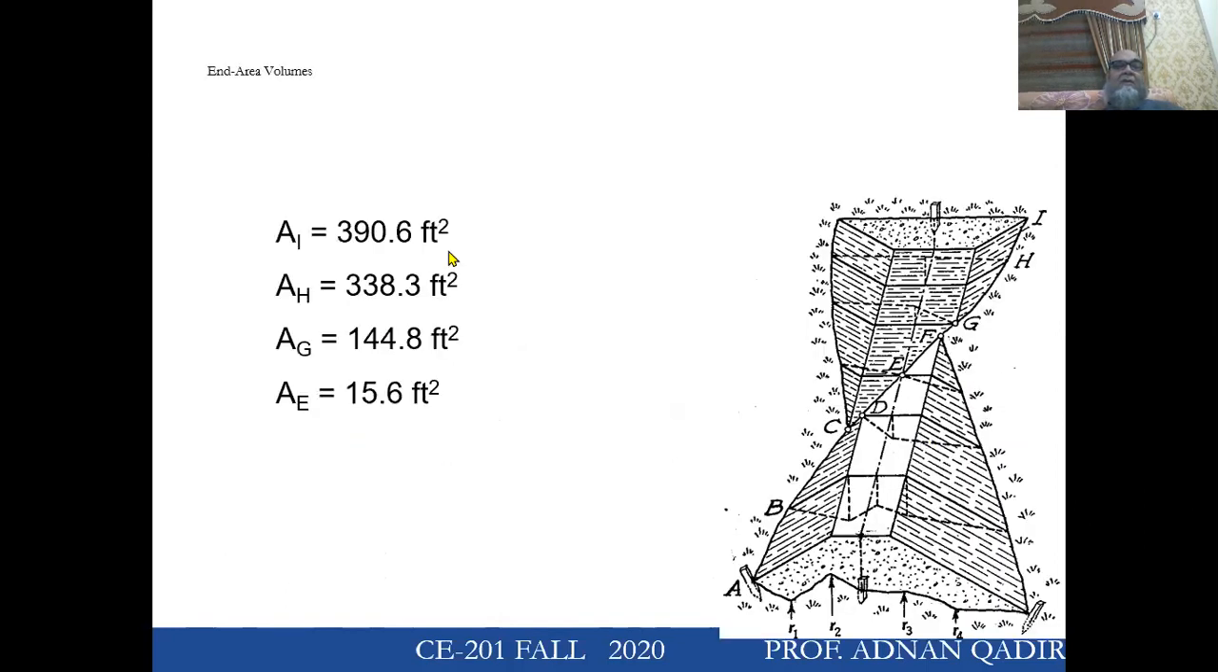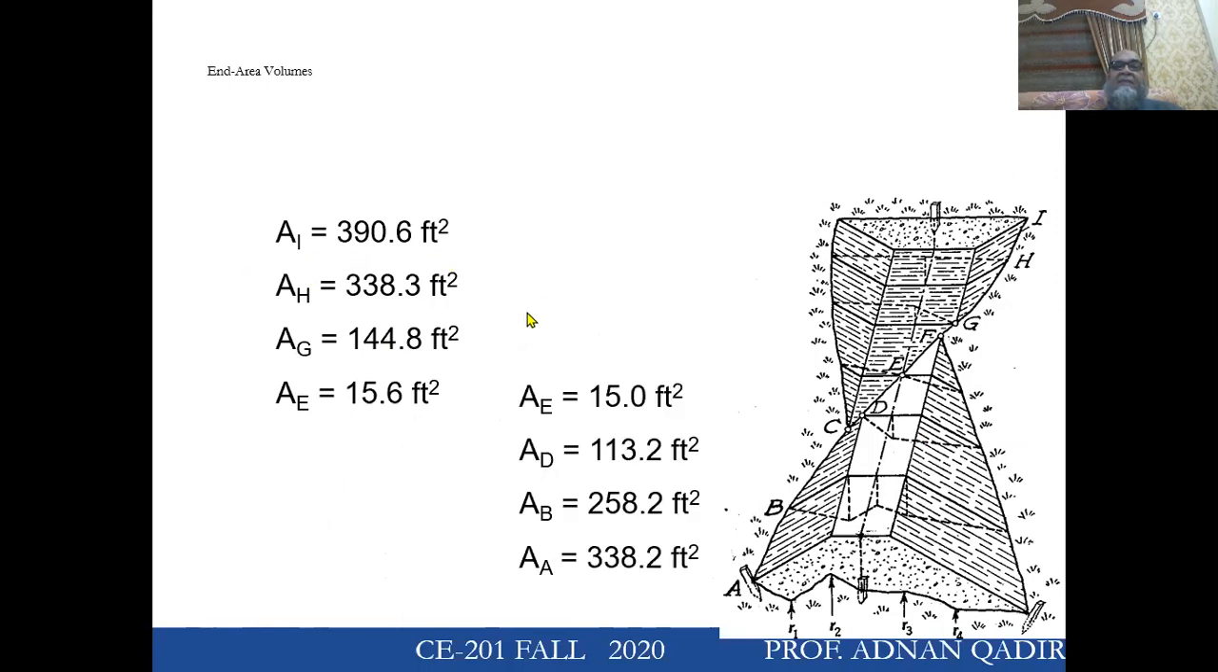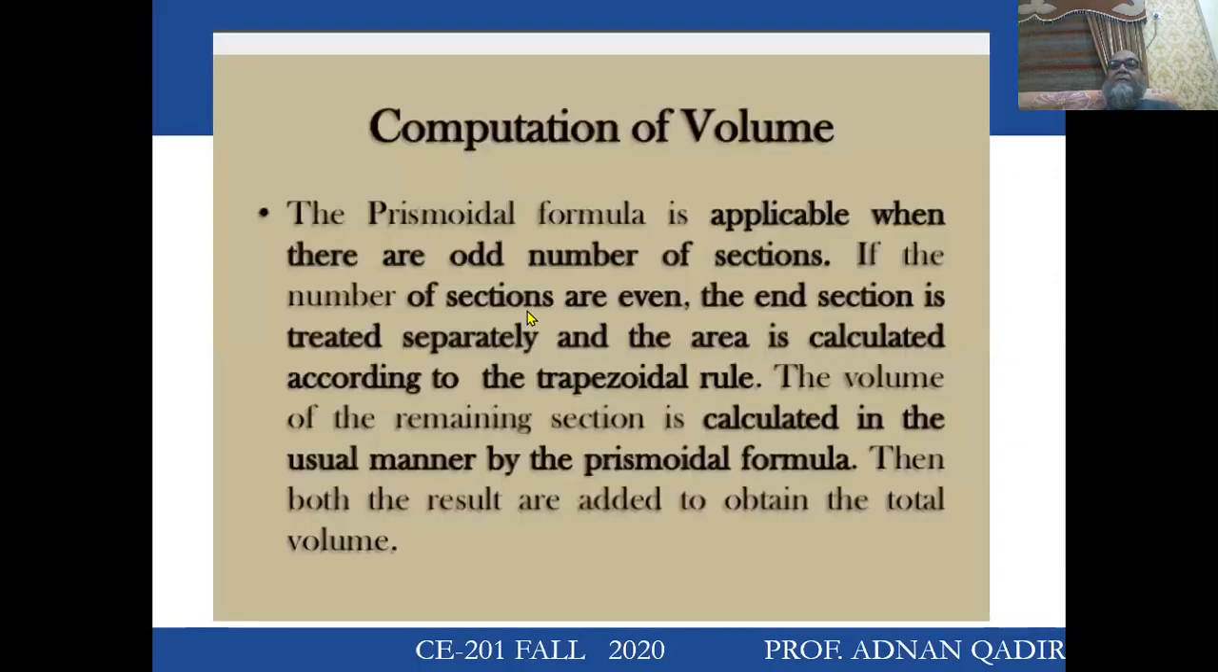So to summarize this, you have these areas. Now, once you know the areas, you can always find the volume. Volume is area into length. There are two ways to know the volumes from cross sections: either using the trapezoidal rule or the prismoidal formula.